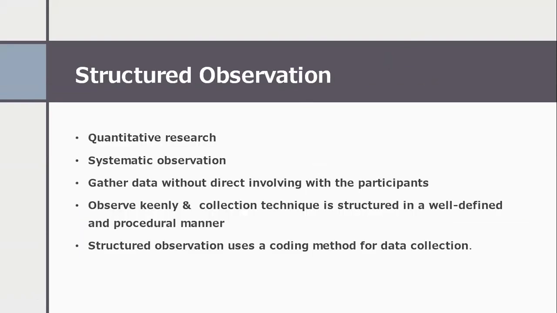The second type of observation we have is the structured observation. A structured observation is qualitative research and it is systematic observation. Gather data without direct involvement with the participant, the observer observes keenly and the collection technique is structured in a well-defined and procedural manner. The structured observation uses a coding method for data collection.